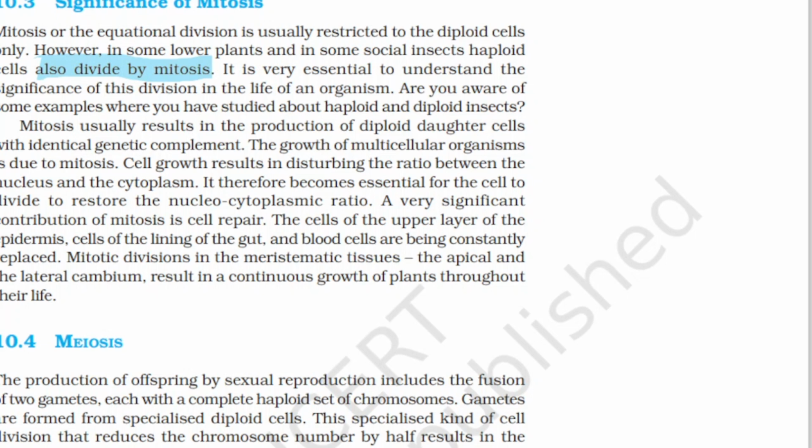And mitosis usually results in the production of diploid daughter cells with identical genetic complement. The growth of multicellular organisms is due to mitosis. Growth in multicellular organisms like animals, plants, like humans, is all because of mitosis. Because one cell gets divided into two, the 2 into 4, 4 into 8, this process goes on. Even in the largest animals, this is the same process.